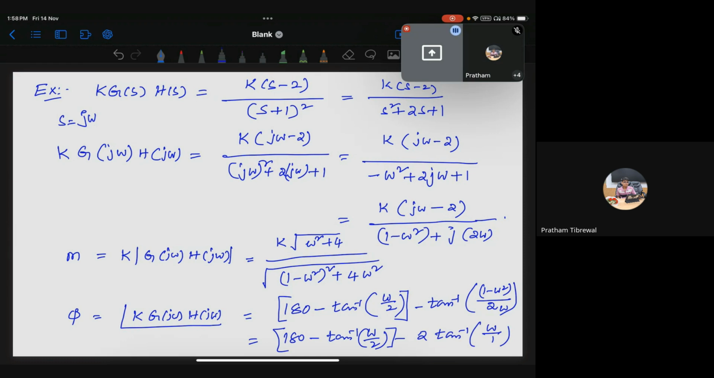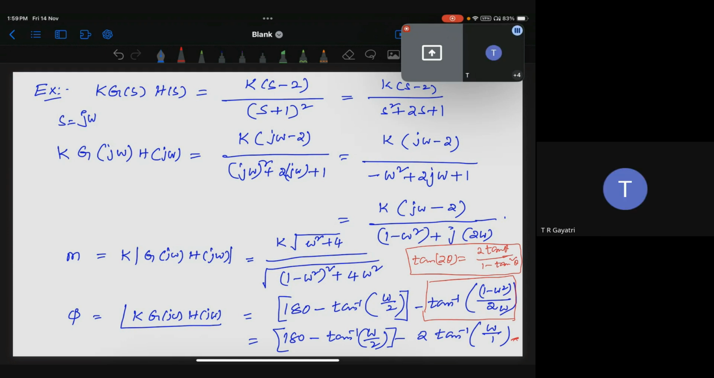So how did I write this part? Because we know that tan 2 theta equals 2 tan theta by 1 minus tan square theta. If you use this formula, because the inside bracket term looks like the same thing, we can get to this. Is this clear? Any query in this?